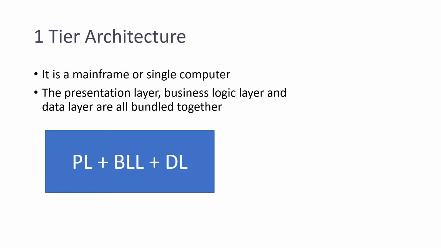So let us see what a one-tier architecture is. It is a single computer, could be your own desktop or a mainframe. In such a case, the presentation layer, the business logic layer and the data layer are all bundled together. So there is no demarcation of any distinct software that represents the layer.